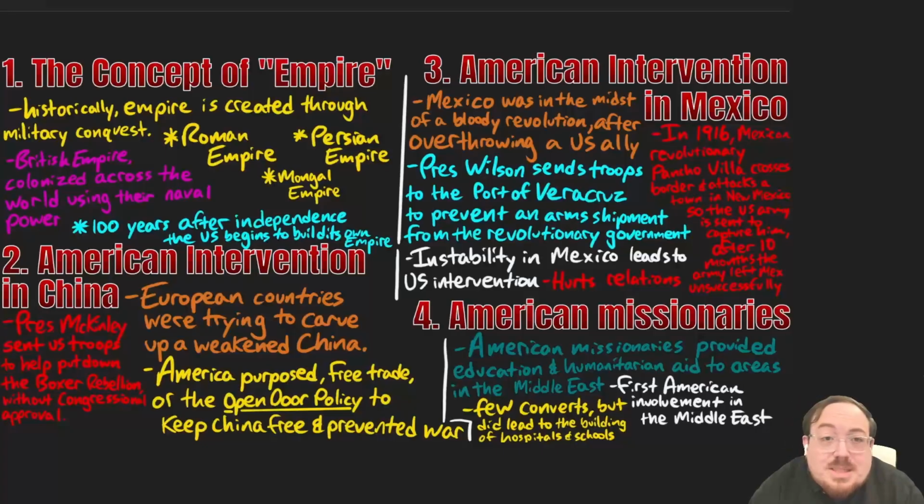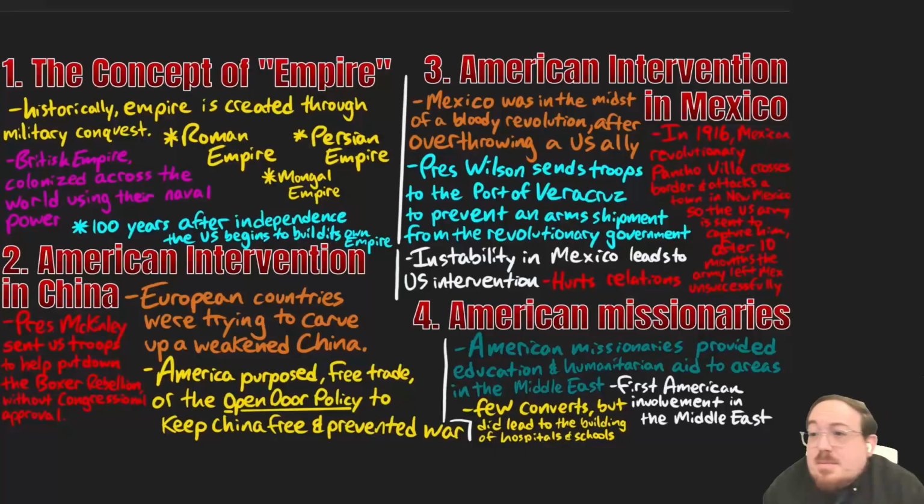And so there's a lot of instability with Mexico. We keep intervening, and it really hurts our relationship with Mexico. So Mexico's not happy with us right now. And that'll be important when we get to World War One.